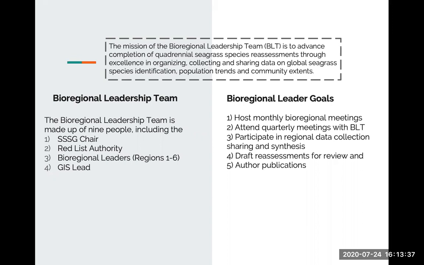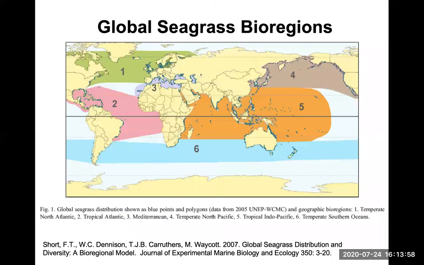So the mission of the bioregional leadership team at the top here is to advance the completion of the quadrennial seagrass species reassessments through excellence in organizing, collecting, and sharing data on global seagrass species identification, population trends, and community extents. So it is a mouthful, it is a lot to do, and that's why it takes a team. And so this is how we've split it up based on bioregional groups that were established by this beautiful team.